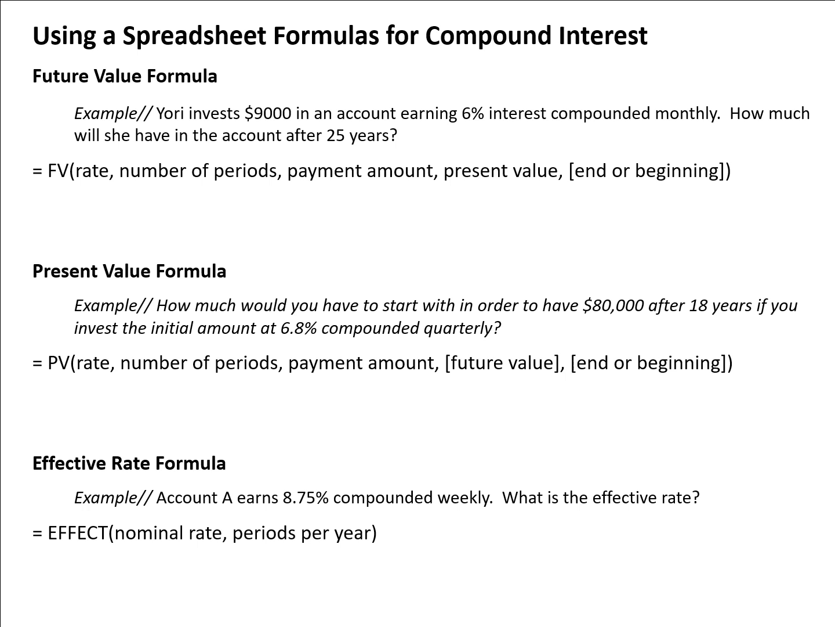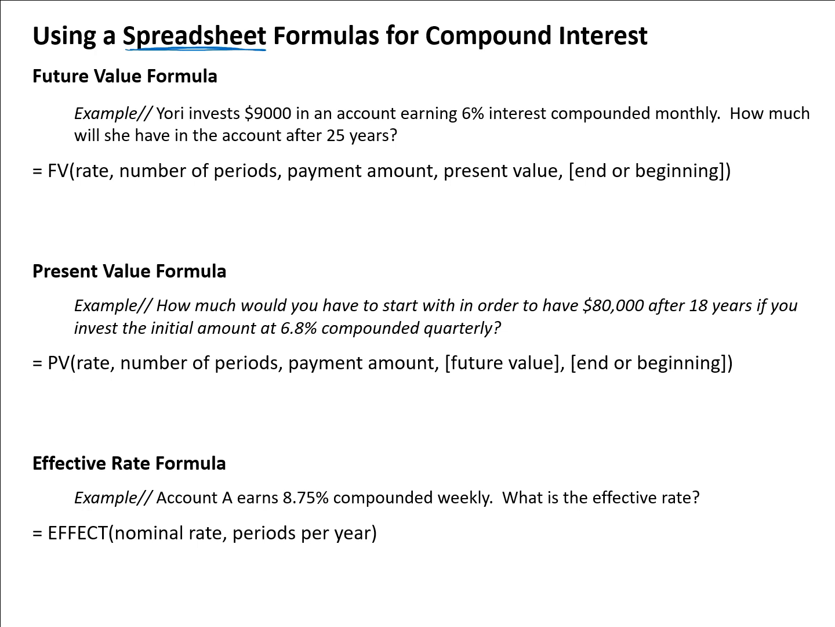So far, we've been using the algebraic formulas for compound interest to actually calculate things like future value, present value, and effective rate. But there is a way to do these same calculations, or get these same answers, with spreadsheets, whether that's Google Sheets or Microsoft Excel or even the Numbers spreadsheet that you might use on a Mac computer. Let's look at each of these formulas in turn and what the spreadsheet entry would look like.